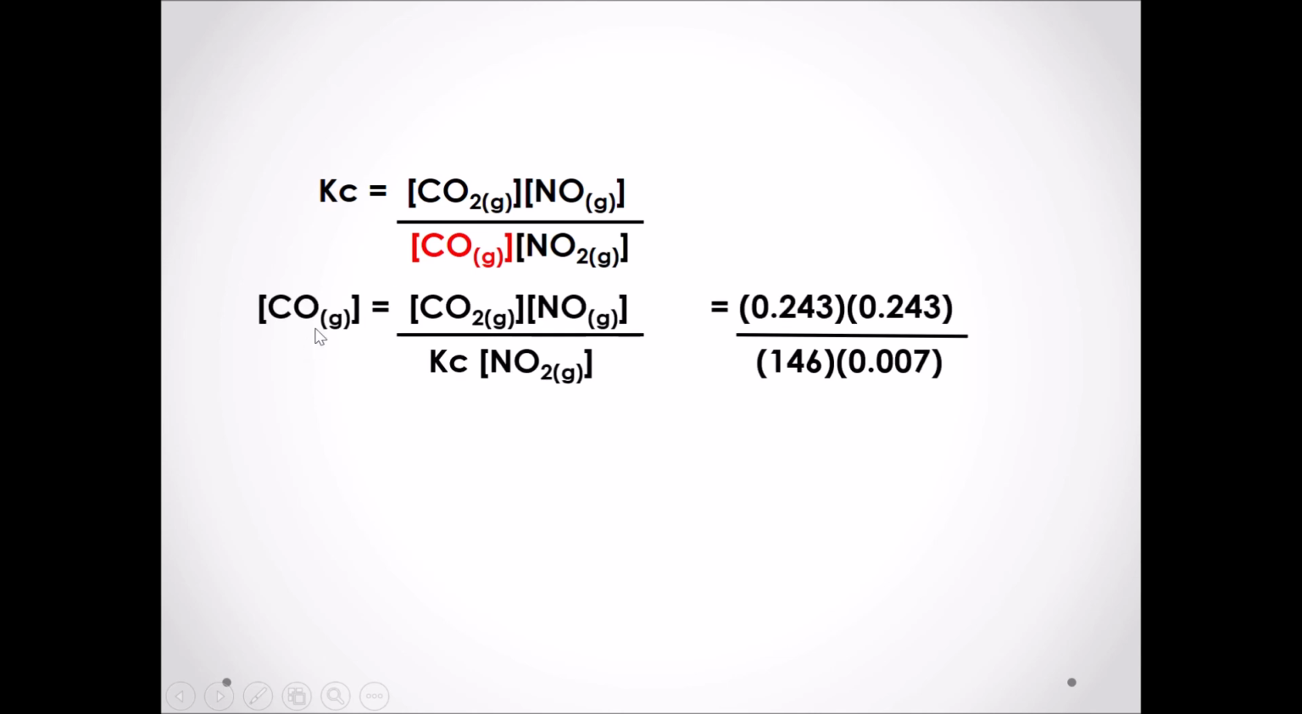So we can rearrange the Kc expression to solve for the equilibrium concentration of CO gas, which will be equal to 0.243 times 0.243 divided by 146 times 0.007. When performing this calculation, our concentration of CO gas will be equal to 0.0577... moles per liter.